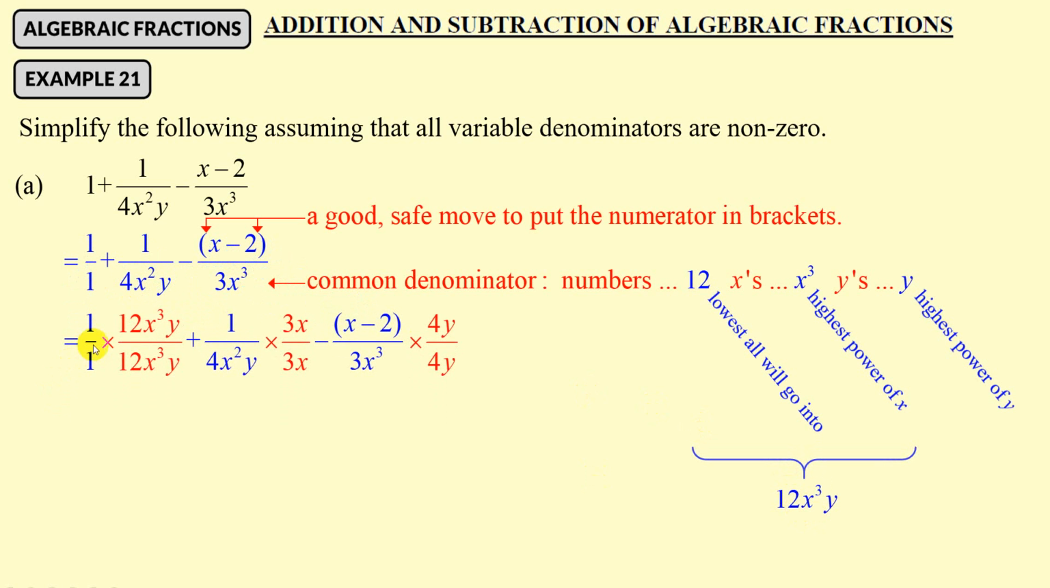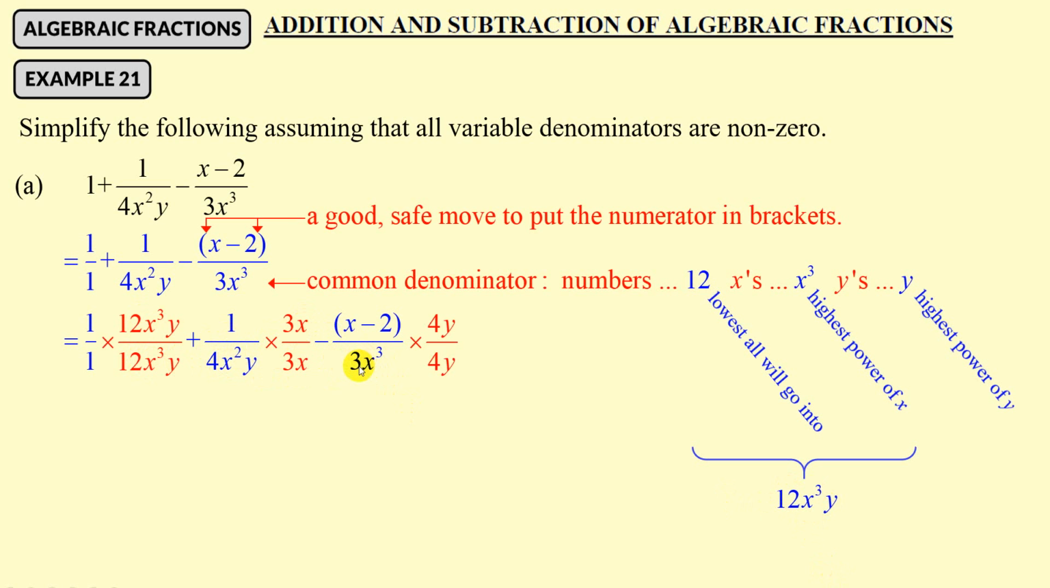So I'm going to take this and I'm going to say, well, to make that into 12x cubed y, I must multiply by 12x cubed y. So I multiply by 12x cubed y over 12x cubed y, which really is 1. I'm not changing it. This one needs to be multiplied by 3x in order to be able to make it 12x cubed y. So 3x, so therefore 3x over 3x.